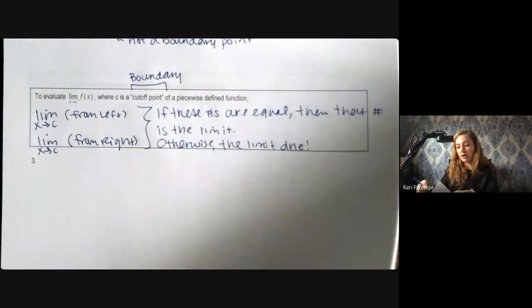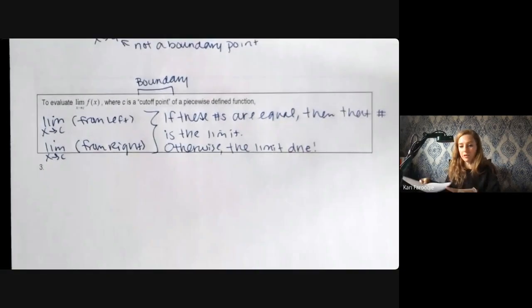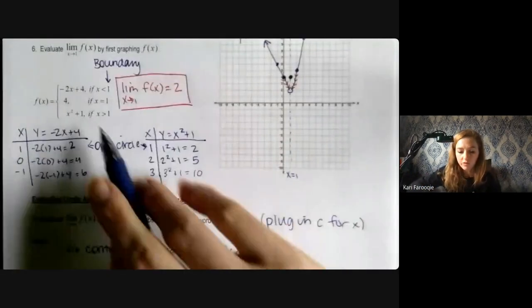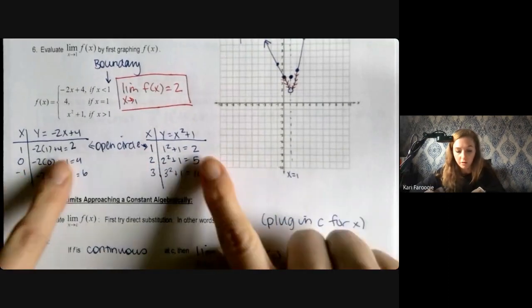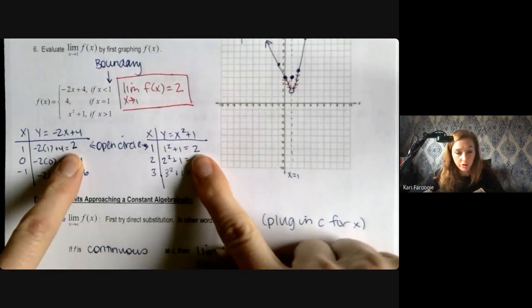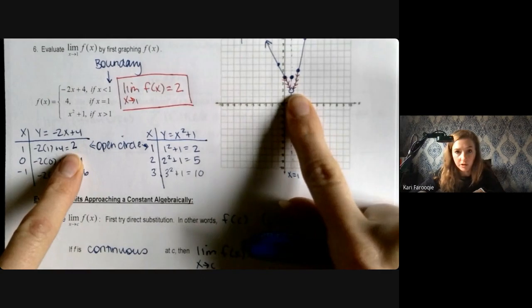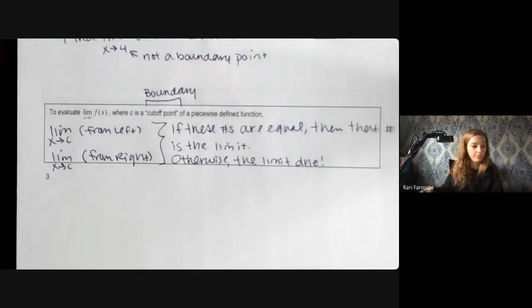Now, think back to that cool graph that we did here. If we were to evaluate each of these functions at 1, we ended up getting the same y value, which was 2. Therefore, the limit was 2 because those numbers were equal. We're going to do that this time without graphing.